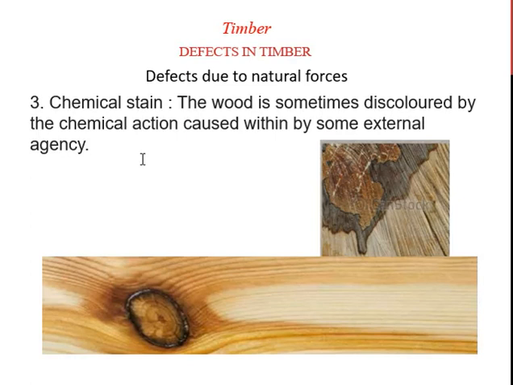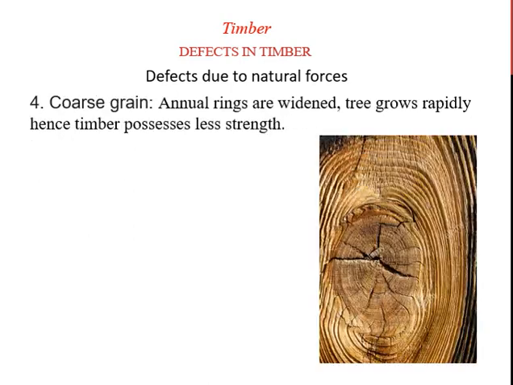In this case, when the wood is exposed to certain chemical action, it develops such a defect, and this is known as chemical strain. The next type of defect is known as coarse grain. From here you can see this defect.